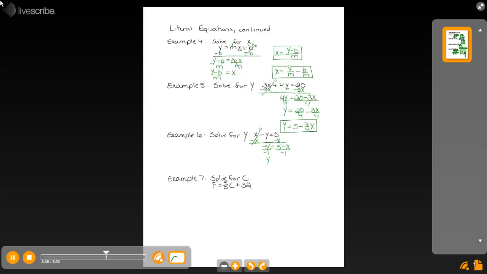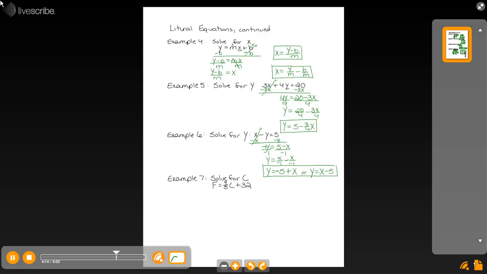So on the left-hand side, we have just y equals 5 over negative 1 minus x over negative 1. Simplifying, we have y equals negative 5 plus x. Or you could write this y equals, reversing the order, x minus 5. Either one of these is correct.